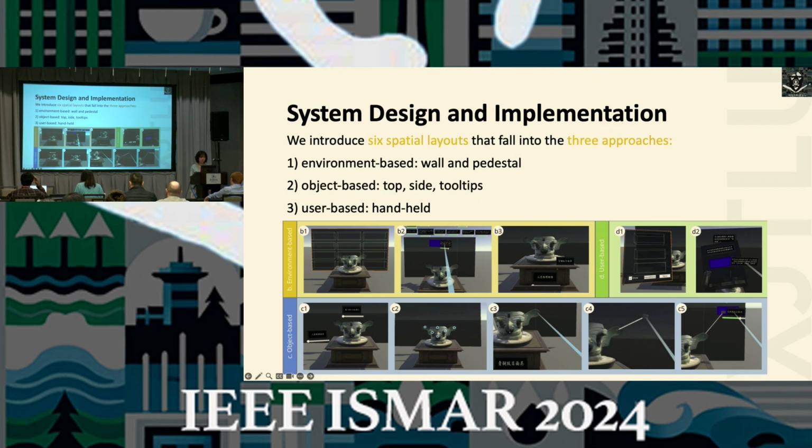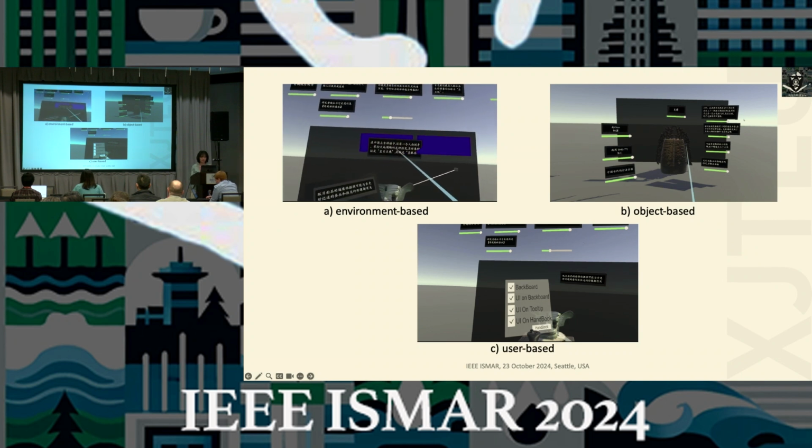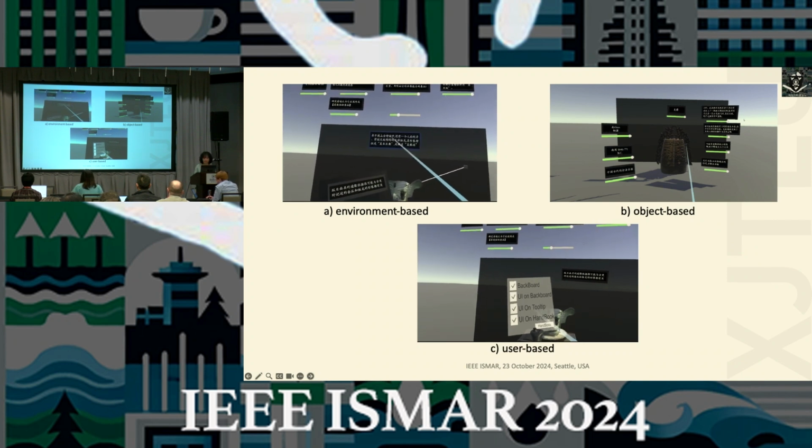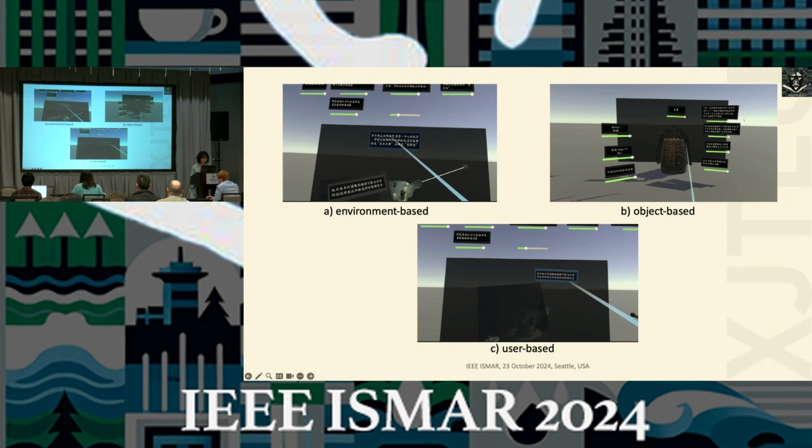So we introduced 6 spatial layouts that fall into 3 primary spatial layout approaches: environment-based, object-based, and user-based approaches. Environment-based includes wall and pedestal, which are fixed in the environment. Object-based, including top, side, and tooltips, which move along with the artifact. And user-based means handheld, moving with the user's body. Yeah, and here's a video illustration of the 3 different approaches.